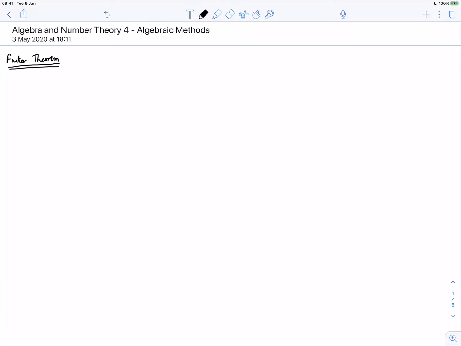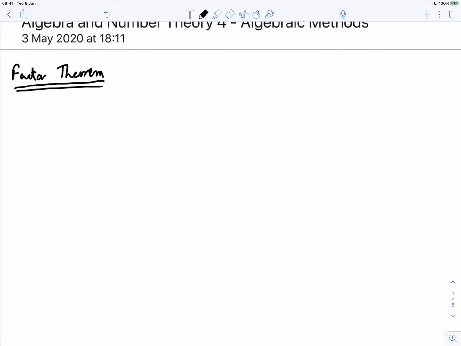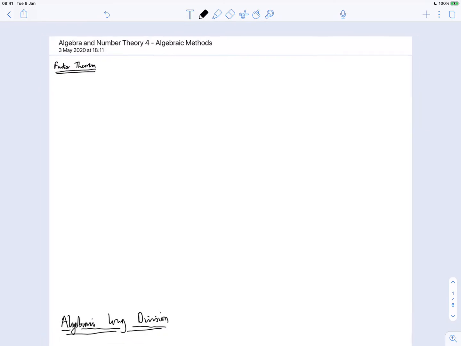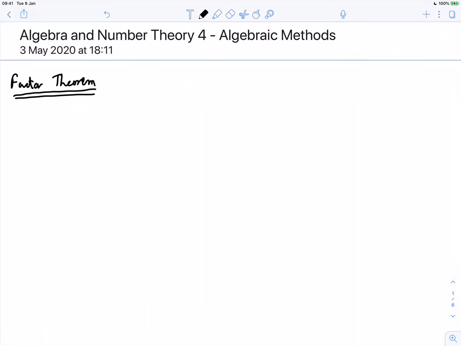We're going to be looking at some algebraic methods. First one I wanted to look at was the factor theorem. And essentially it's linked in with the remainder theorem as well. It's kind of the same thing, just the application is slightly different, I suppose. Let me just write it down.